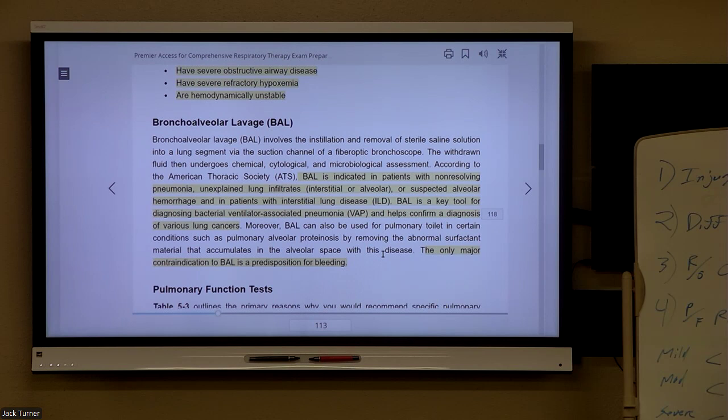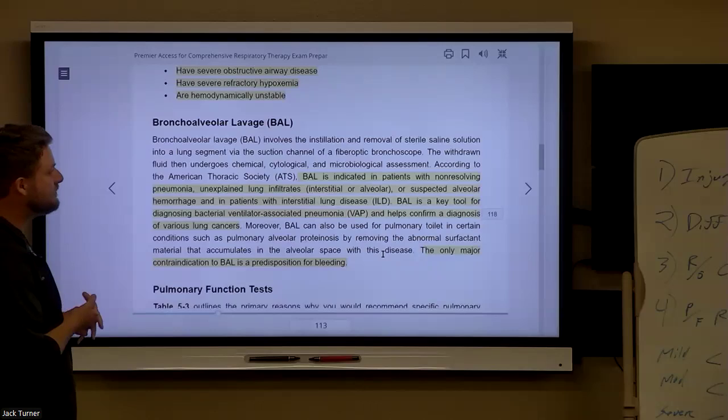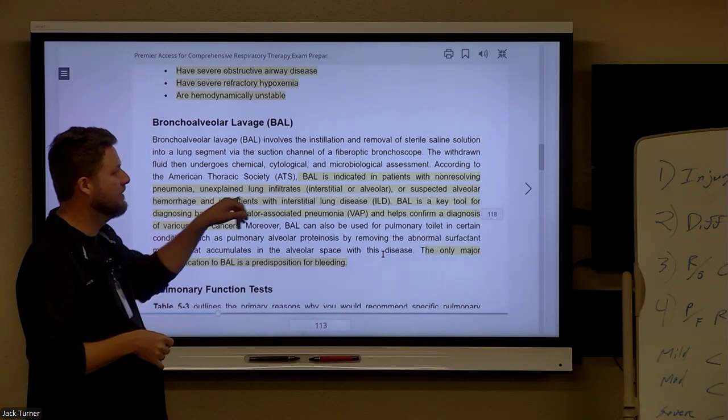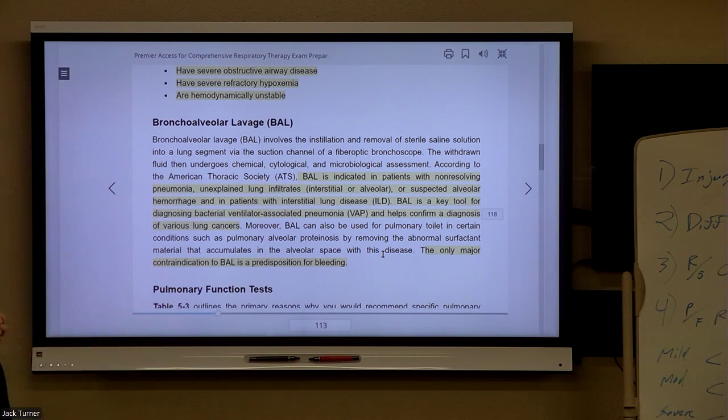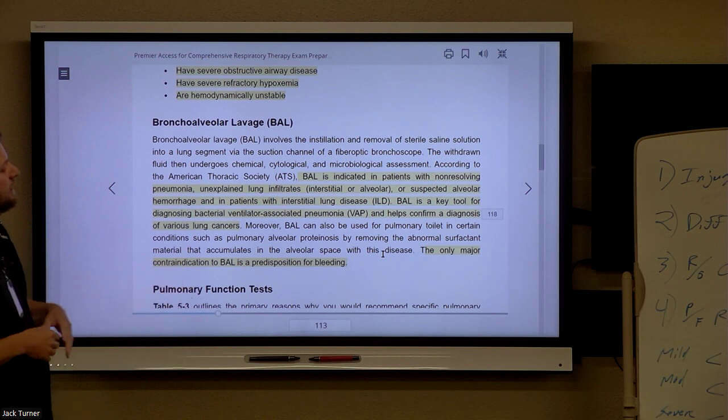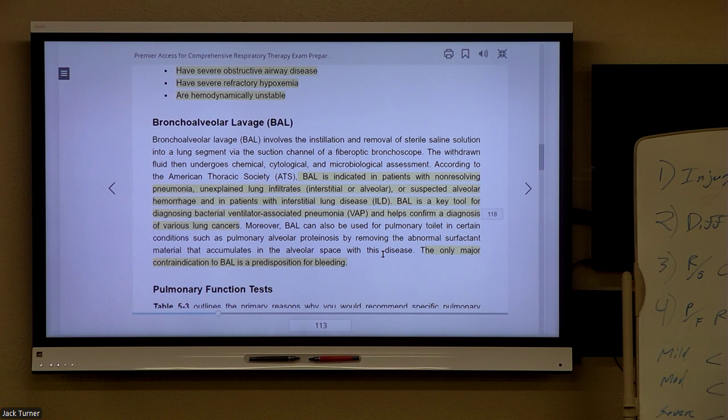So this can help me diagnose interstitial lung disease. It can help me diagnose if my patient ends up with VAP or VAE, and alveolar hemorrhage, like we talked about, pulling the syringes and looking to see if they get progressively redder. The only major contraindication here is that you're more likely to bleed with this than with just a normal bronch, so just watch out for bleeding.